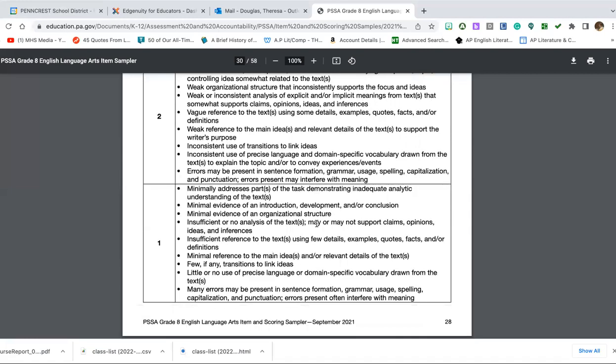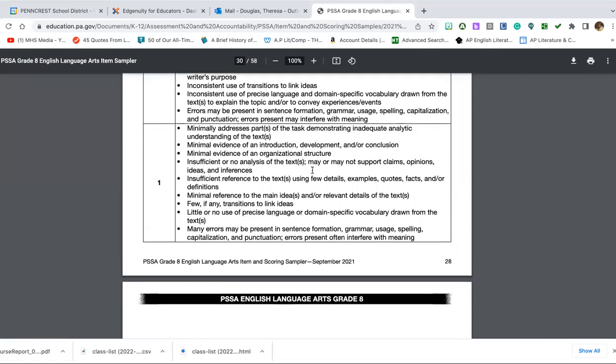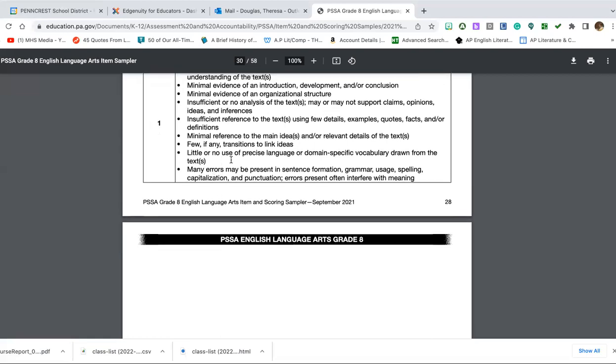And by the time we get down to a 1, we have a minimally addressed part of the task demonstrating an inadequate analysis. There's minimal evidence of introduction, development, or conclusion, minimal evidence of any organizational structure, insufficient or no analysis of the text, may or may not even support claims, opinions, ideas, and inferences, and insufficient reference to the text, using few details, examples, quotes, facts, and or definitions. Minimal reference to the main ideas or relevant details of the text, and few, if any, transitions to link ideas, or little or no use of precise language. Many errors present in sentence formation, grammar, usage, and spelling.